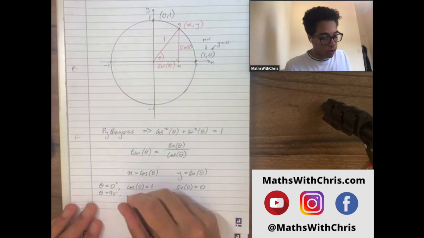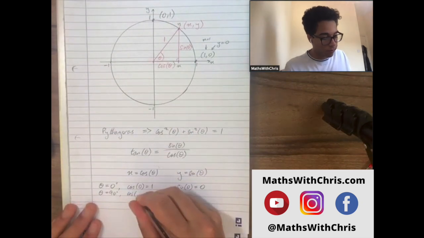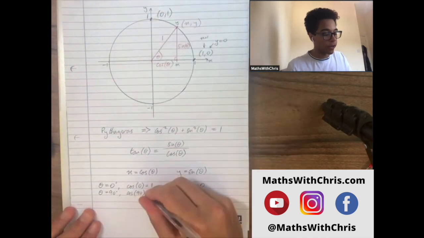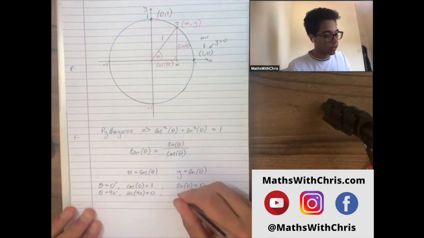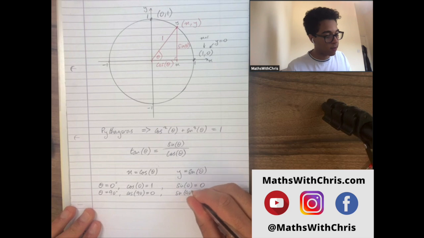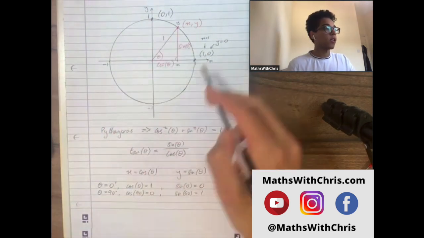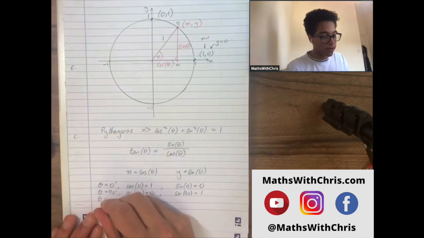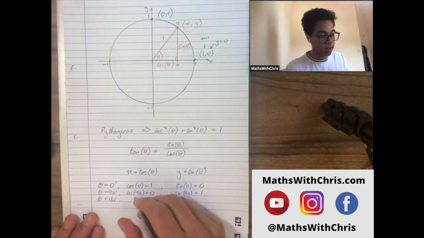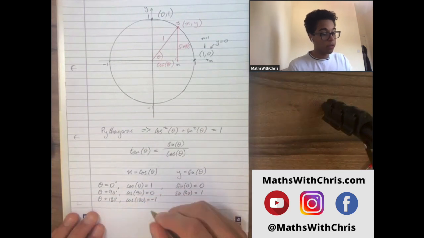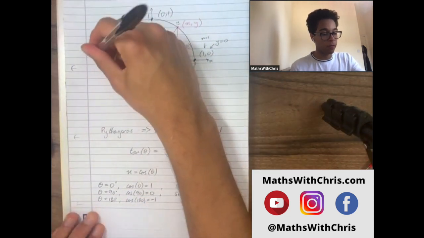So that means cos of 90, well, the x coordinate of this point is 0. So cos of 90 is 0. And sine of 90 is 1. And we can keep going round and round, and that's going to give us a few points. So when theta is 180, cos of 180 equals minus 1, because we're at the point minus 1, 0.